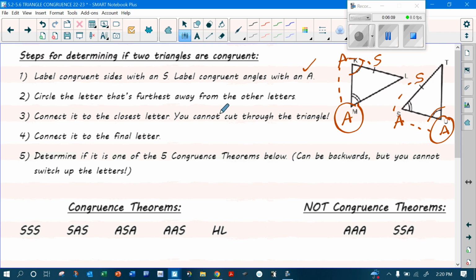Connect it to the closest. You cannot cut through the triangle. Connect it to the final letter. Determine if it's one of the 5 congruence theorems. Can be backwards, but you cannot switch up the letters.